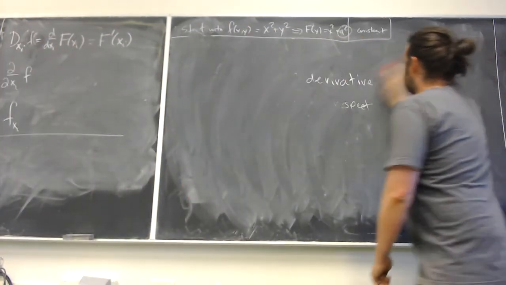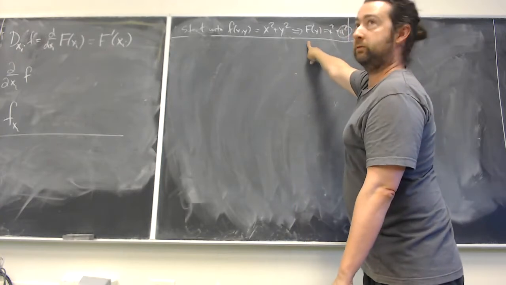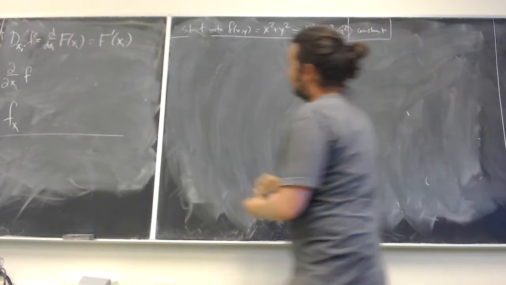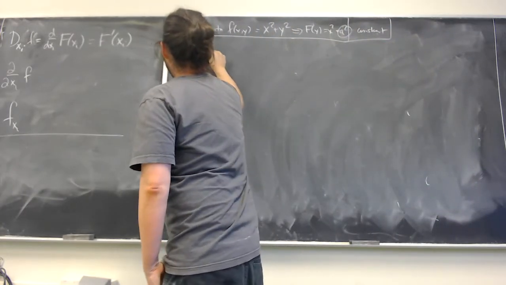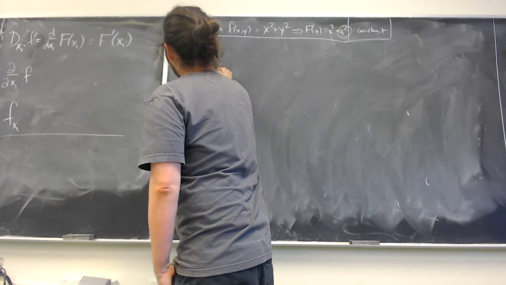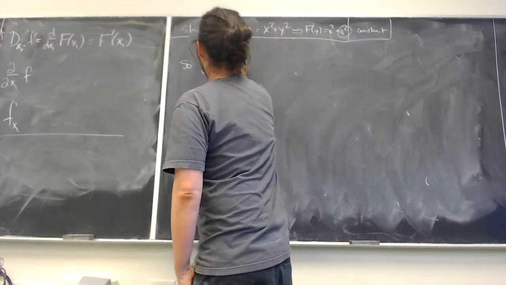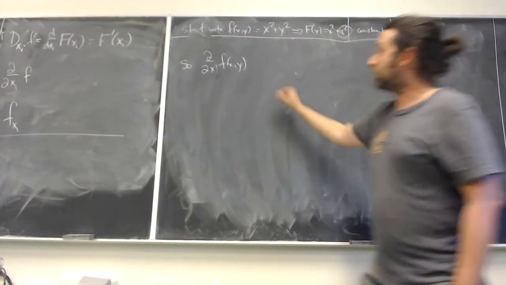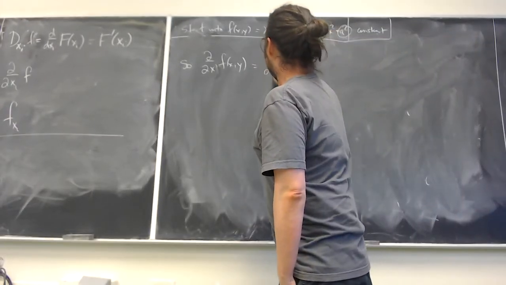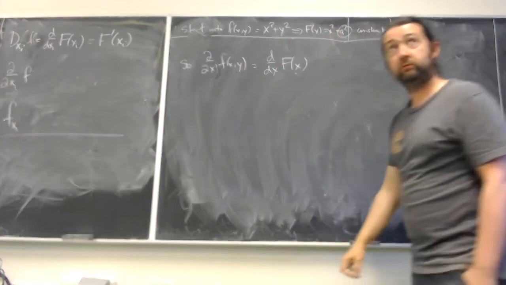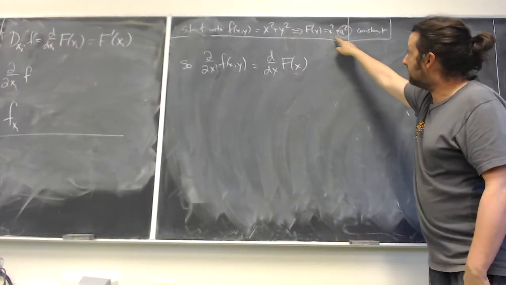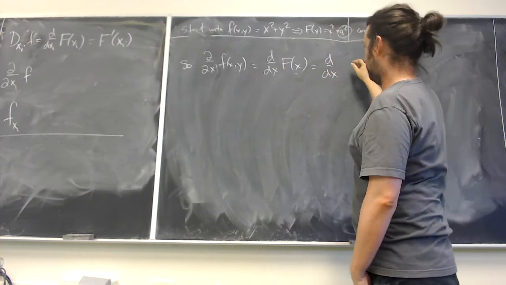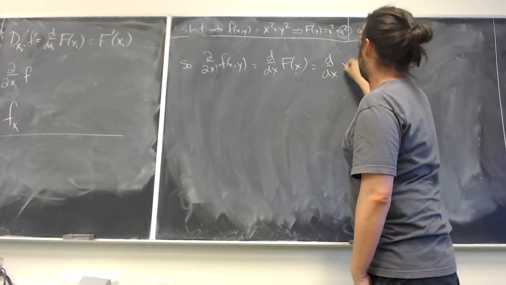Okay, so let's start with an easy one. Let's look at this function right here. I have a function of two variables. I have its partial derivative with respect to x. So the partial derivative with respect to x of f of x and y is equal to the regular derivative of f, where I've taken this function and pretended that everything that is not an x is a constant. d by dx of x squared plus y squared.